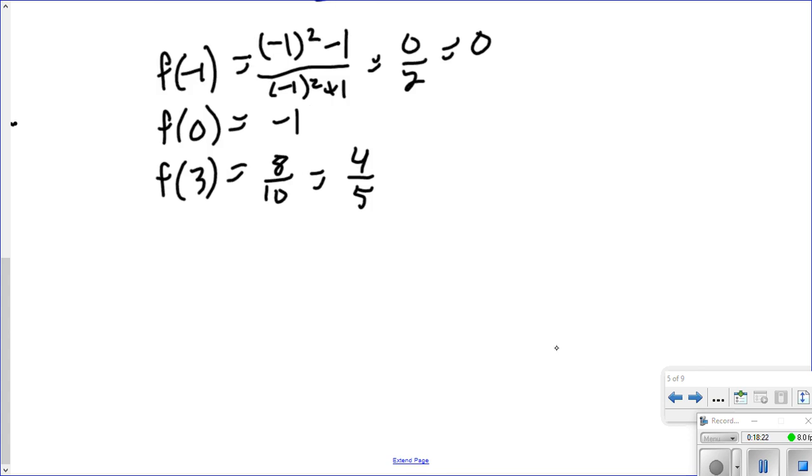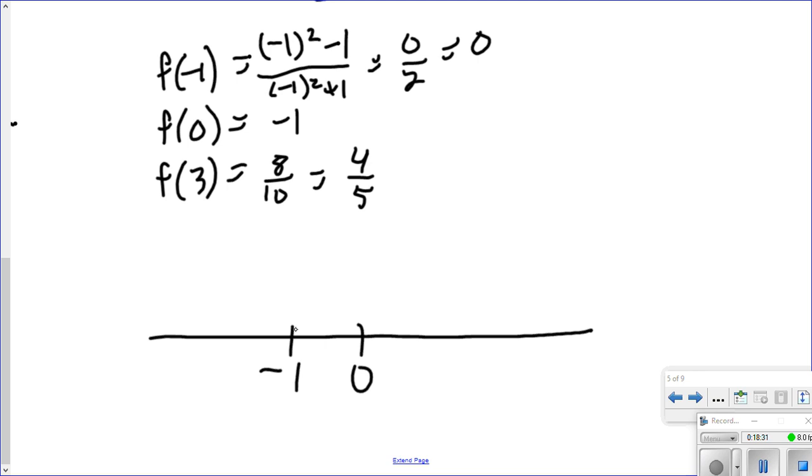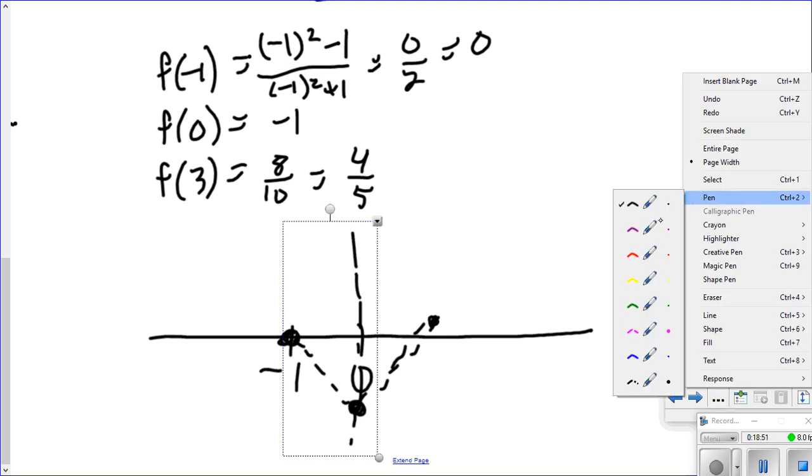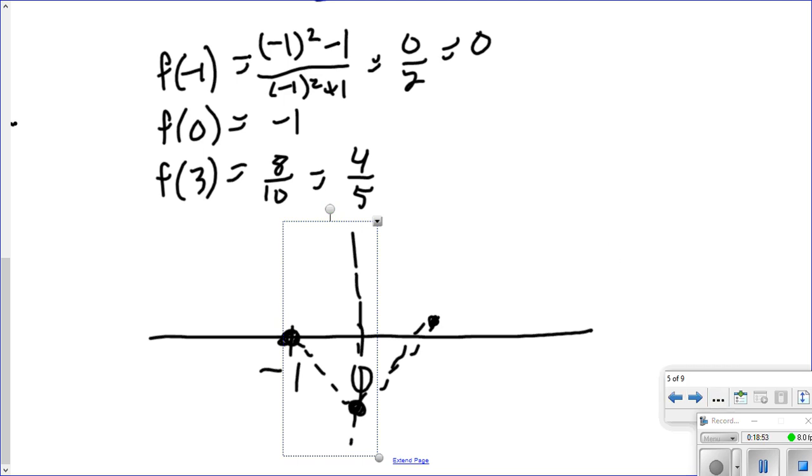If you want to do the number line, you can do that as well, with an x-axis. So at -1, what's my value? It's at 0. At 0, it's down to -1 here. And then at 3, it's up to like 4 over 5 here. And if I want to draw my y-axis, I can. So it looks like my function is like this. Which one's which? Let's classify. I can just do that by looking at them.